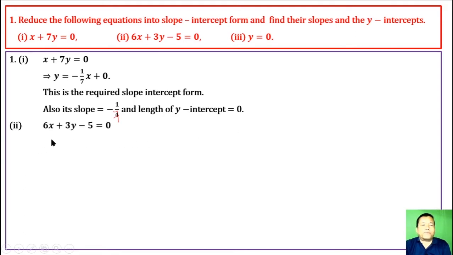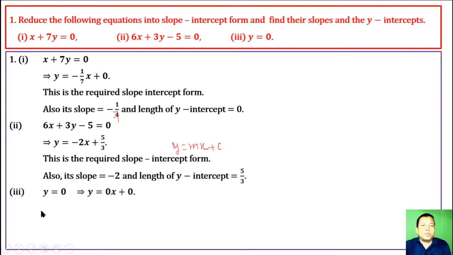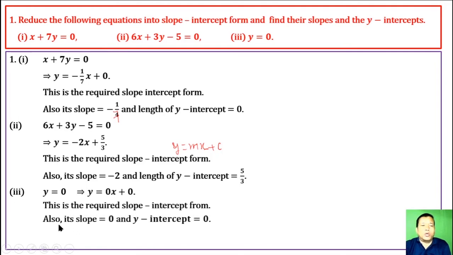For equation 2, 6x plus 3y minus 5 equal to 0. Solve y in terms of x, which is of the form y equal to mx plus c. m is called slope and c is called intercept. This is the required slope-intercept form. Also, its slope, the coefficient of x, is minus 2, and the length of y-intercept is 5 by 3. For Roman number 3, y equal to 0, which can be written as y equal to 0x plus 0. This is the required slope-intercept form, whose slope is 0, and y-intercept is also 0.